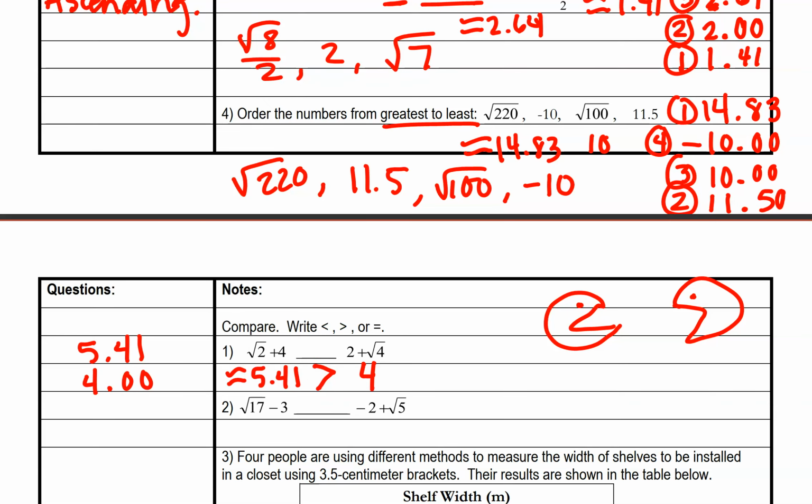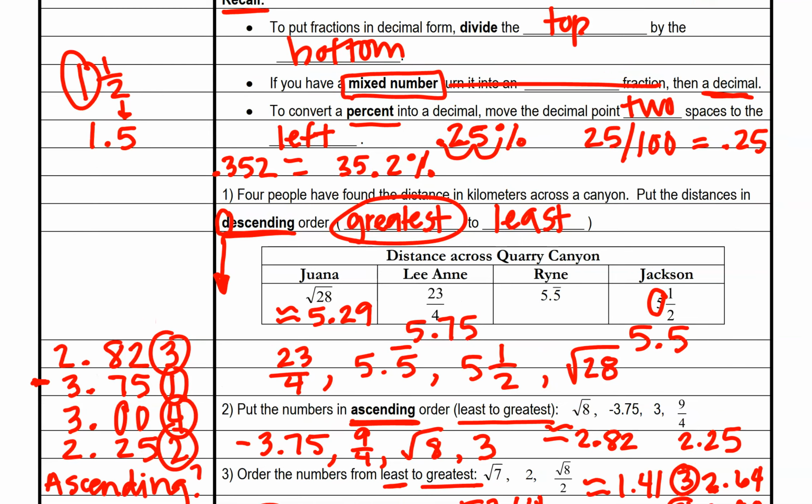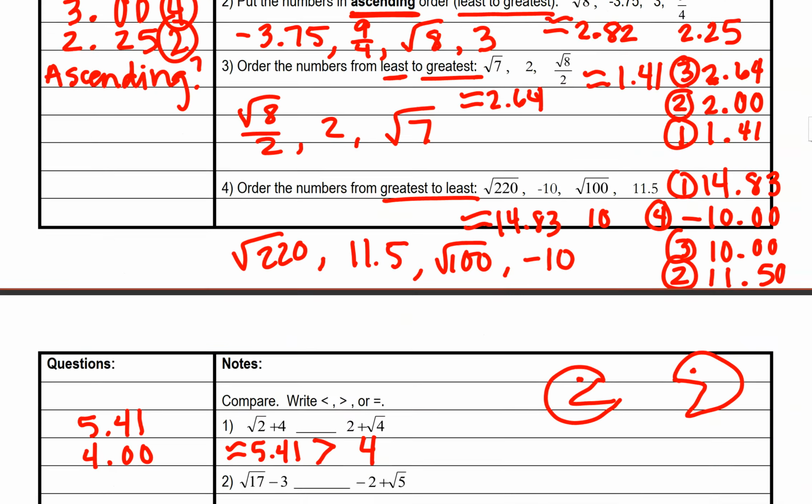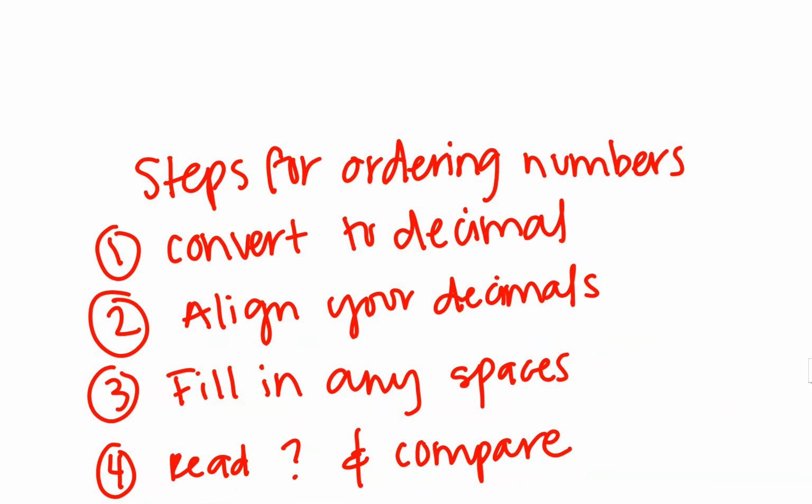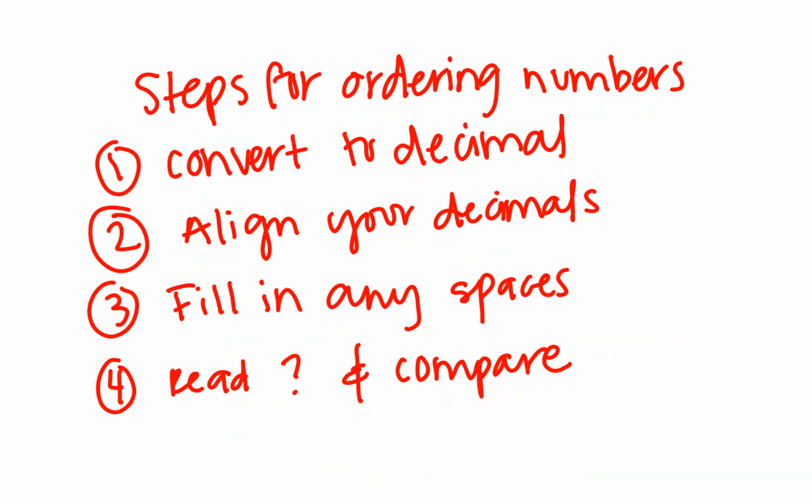All right, guys, that is it for this lesson. I really hope that you have practice. If you have any questions, please let me know. Again, make sure that you write down your steps. These are the steps that I want you to follow to order your numbers. Number 1, convert to decimal. Number 2, align your decimals. Number 3, fill in any spaces. So any gaps, you may add the 0 or the repeating number. Number 4, make sure that you are rereading your question in order for you to compare. And then you compare, either it's from greatest to least or from least to greatest. Descending is from greatest to least. Ascending is from least to greatest.